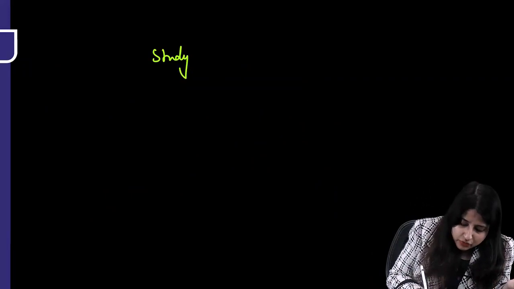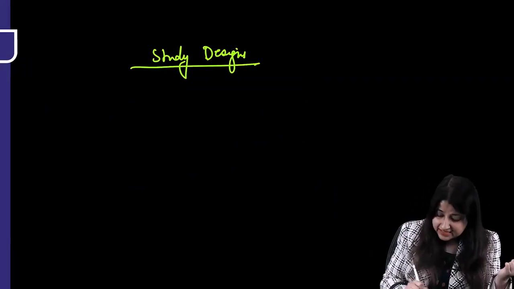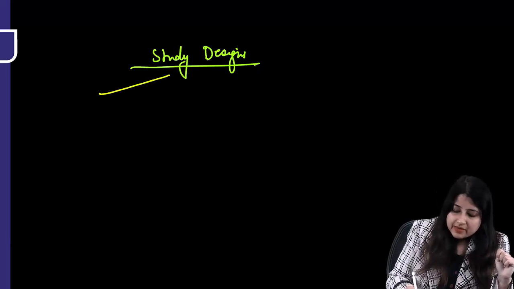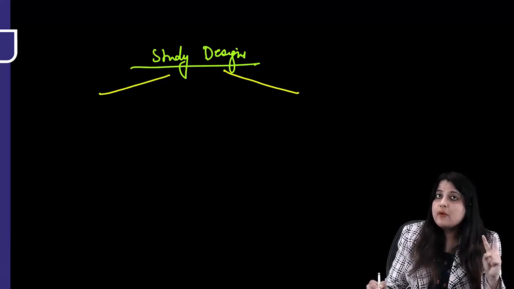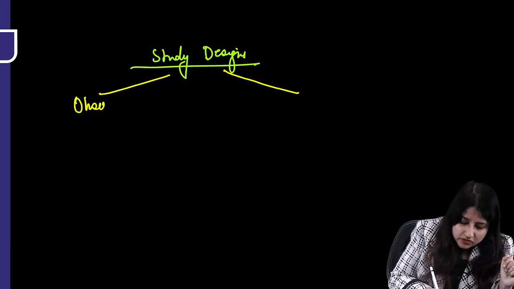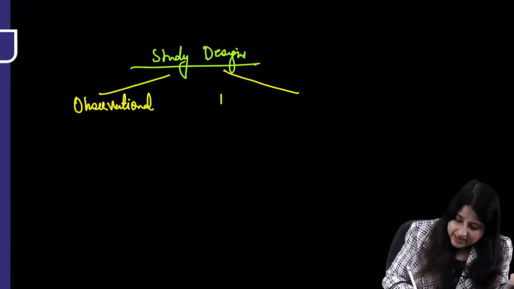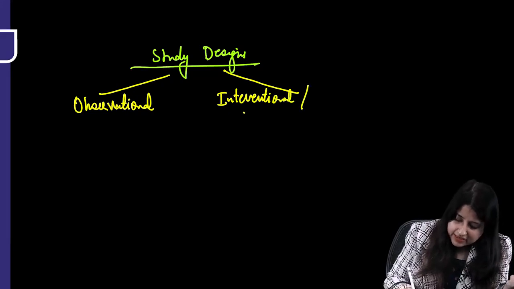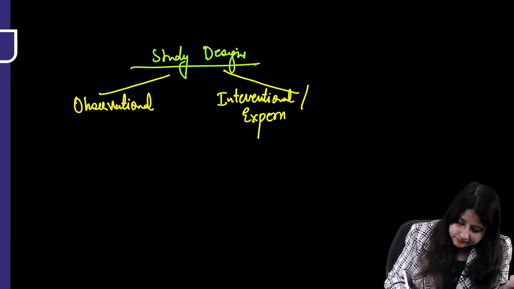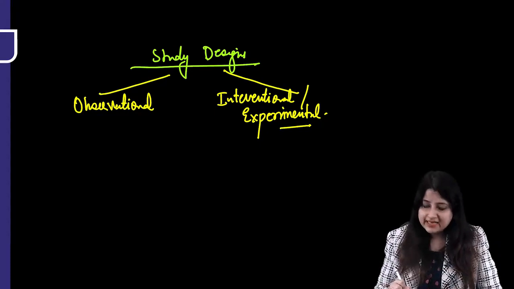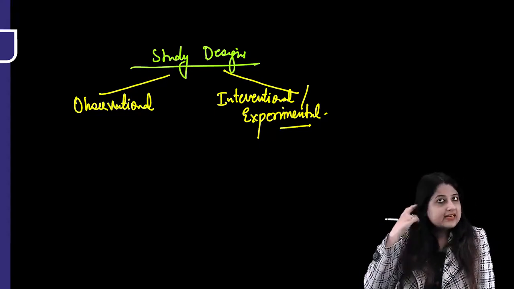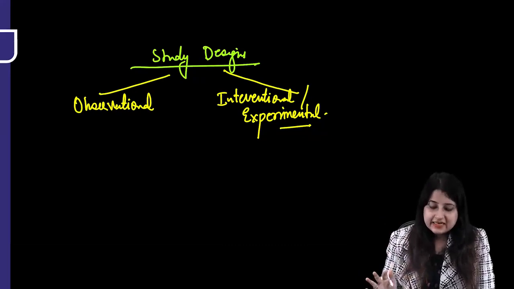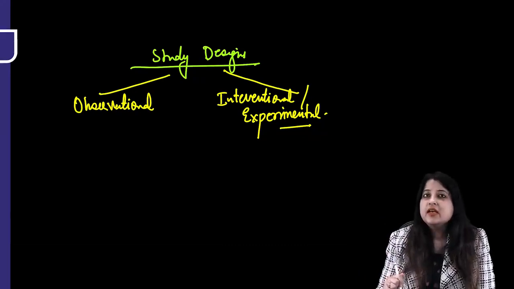Whenever you have to classify your study designs, how do we classify? If you remember from the lectures, we divided into two bigger halves. One is where you are observing, so observational study design. Next is where you are doing an intervention, interventional / experimental study design. One is where we are observing and the second one is where we are doing an intervention or experimental study design. Now see, how can you remember this?